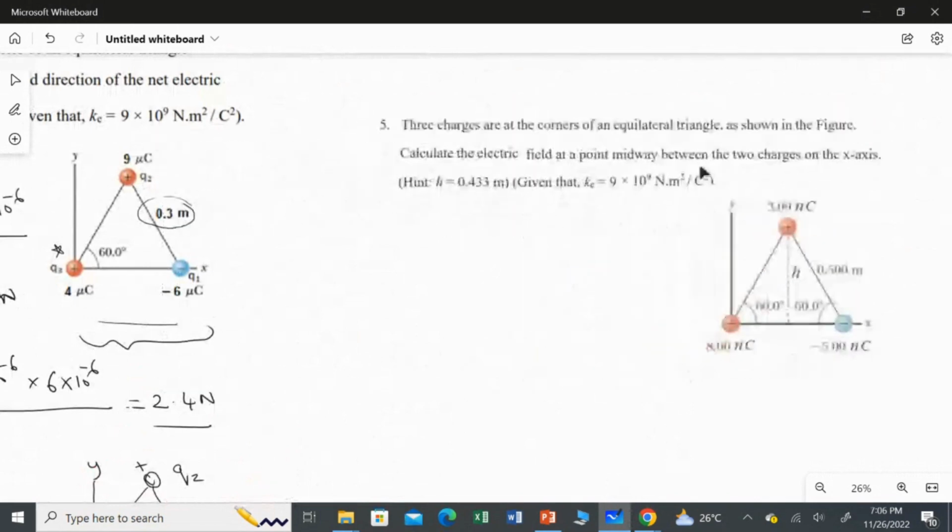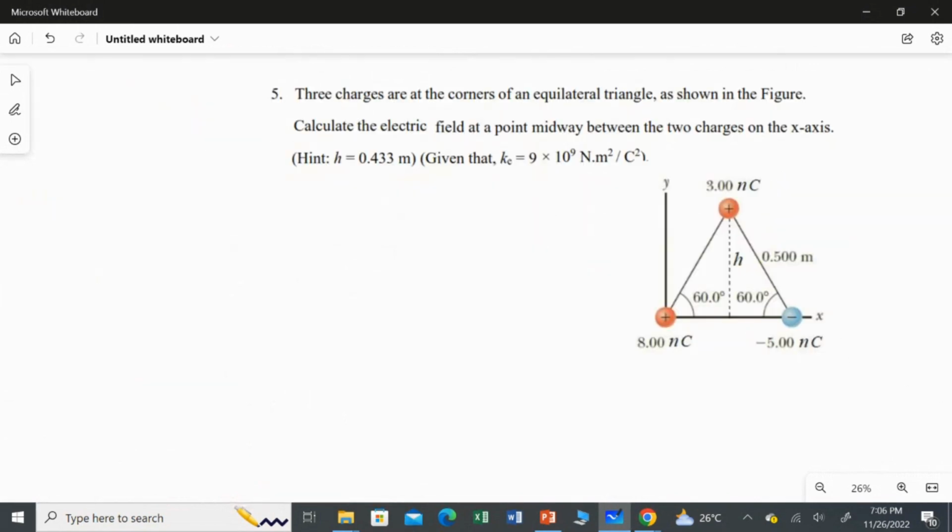The fifth question. Three charges are at the corners of an equilateral triangle as shown in the figure. So it's exactly an equilateral triangle. Calculate the electric field at a point midway between the two charges on the x-axis.